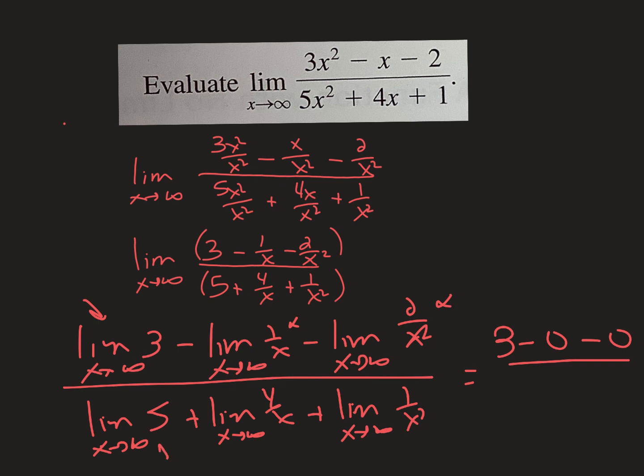On the bottom, same thing happens. 5 is a constant, it's going to stay 5. That one, because there's x in the denominator, it's going to be 0. This one, x in the denominator with an exponent of 2, which is an integer, is also 0. So my limit ends up being 3/5. There's the limit as x approaches infinity of that function, 3/5. Hope that makes some sense. We're going to do that a lot, breaking them up like that.